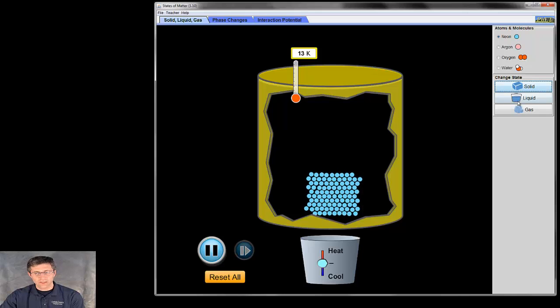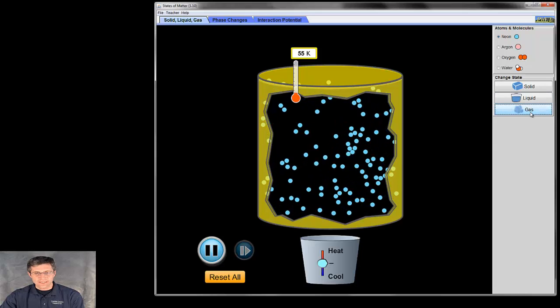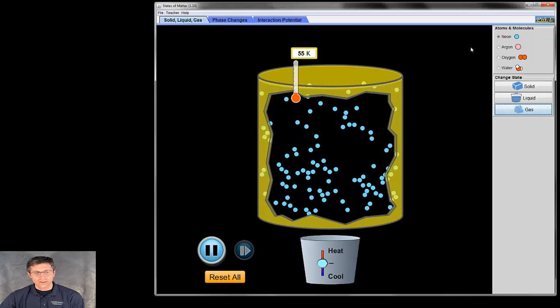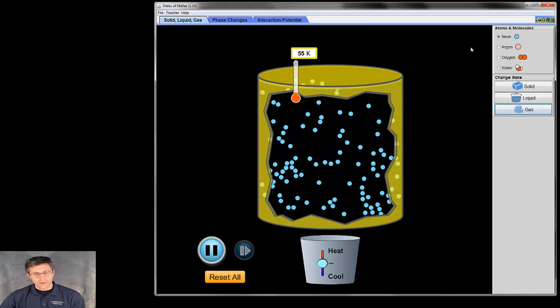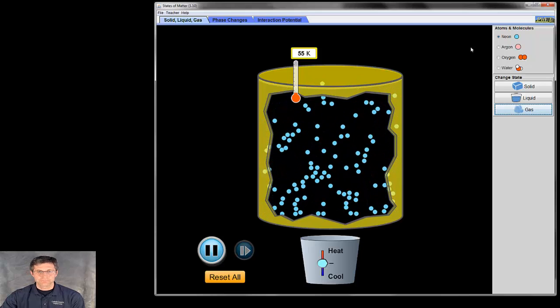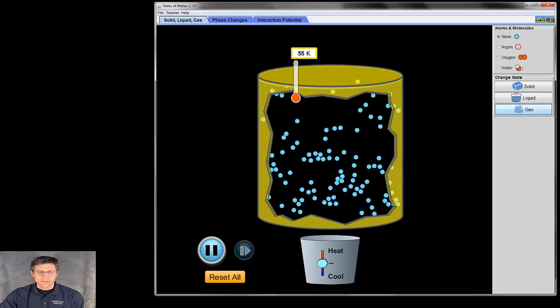As we raise the amount of kinetic energy, so we raise the temperature up to 26 Kelvin, now we have a liquid, something which has bonds between atoms, but these are able to change. You're able to exchange bonds with atoms that are adjacent to them. And we go to a gas, in this case for neon at 55 Kelvin. Now the kinetic energy is much greater and overcomes all of the bond energy that could hold it together.